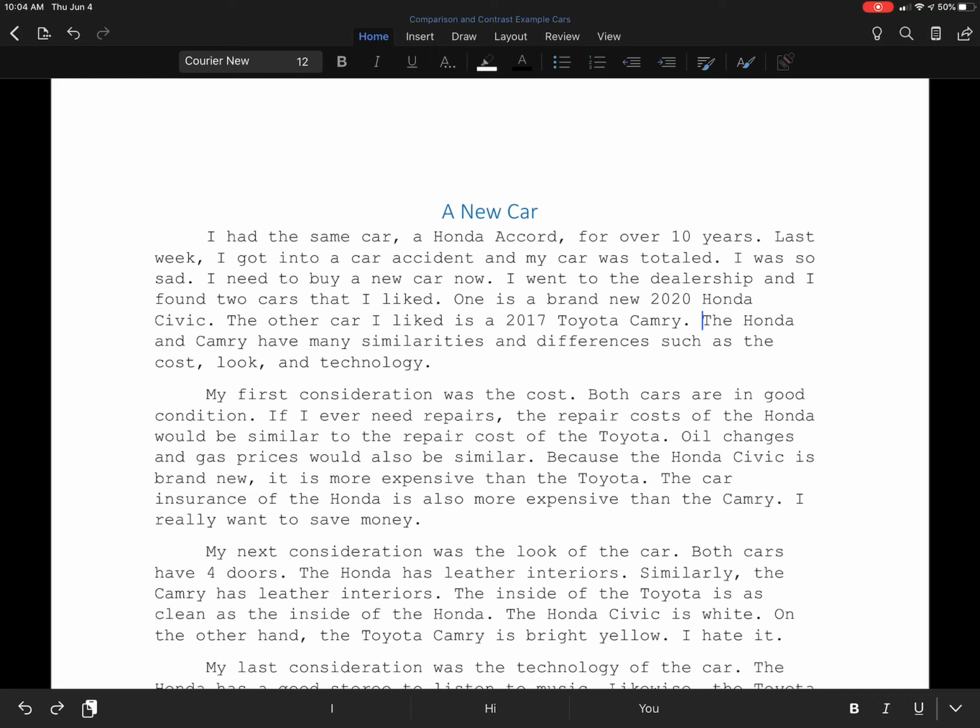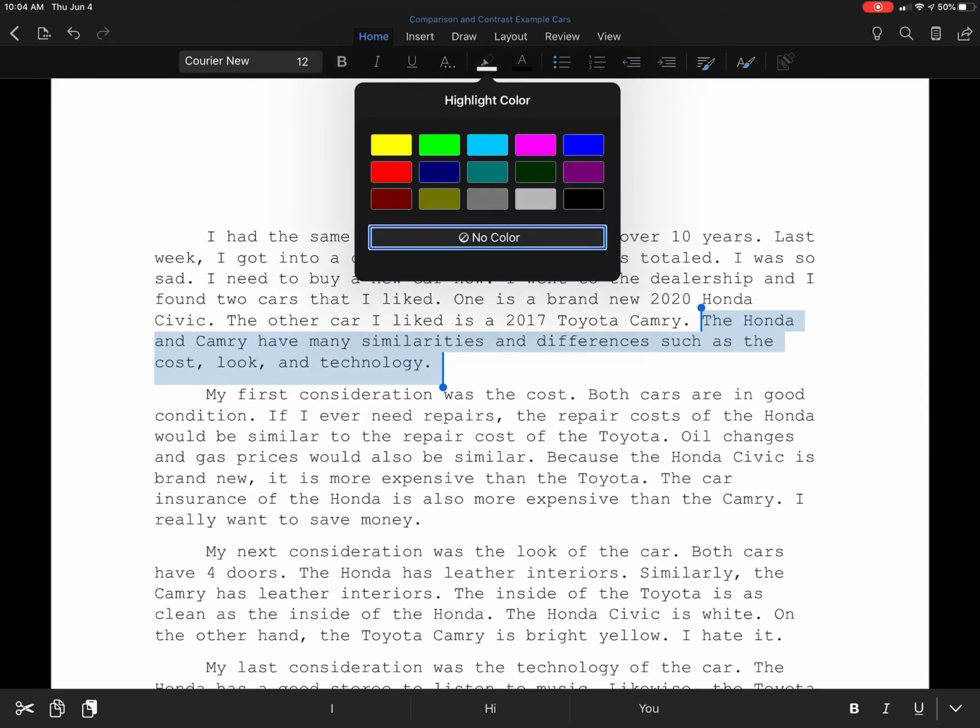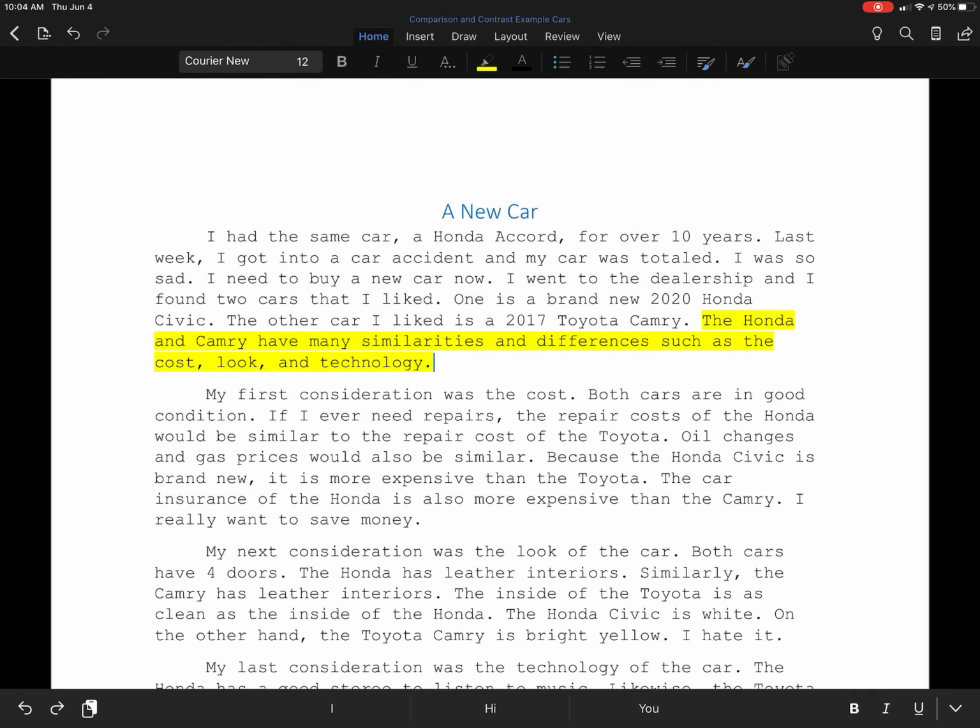So actually, first of all, let's just look here. This is my thesis. So if I look from here to here, that is my thesis, okay? So in my first body, if I go from here, that is going to be my topic sentence, okay? So that means everything in this first paragraph can only be about the cost.